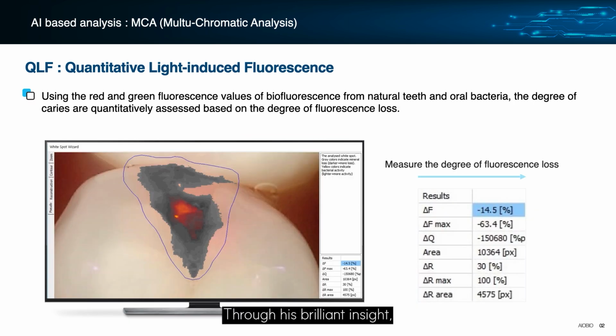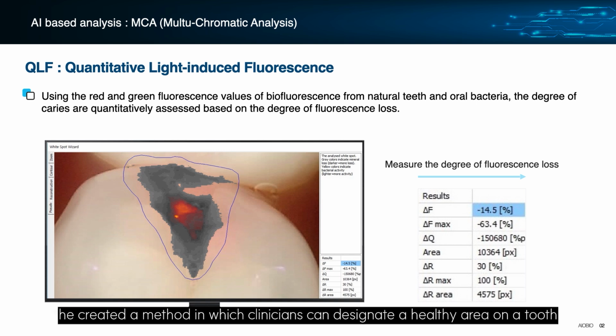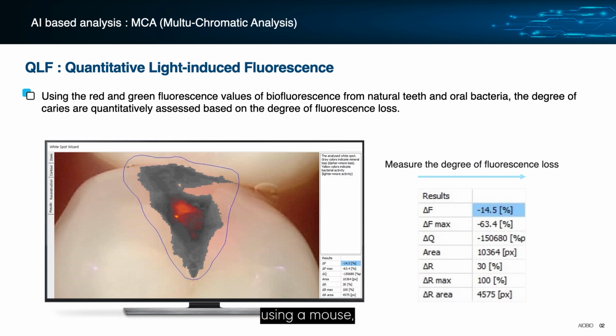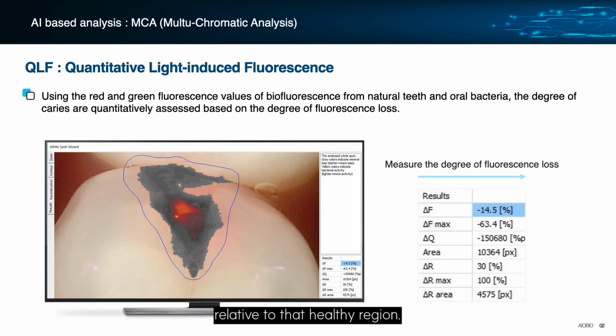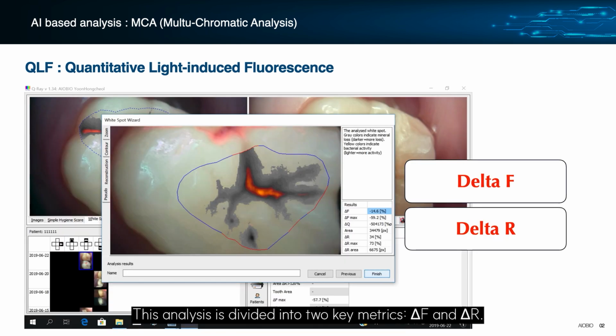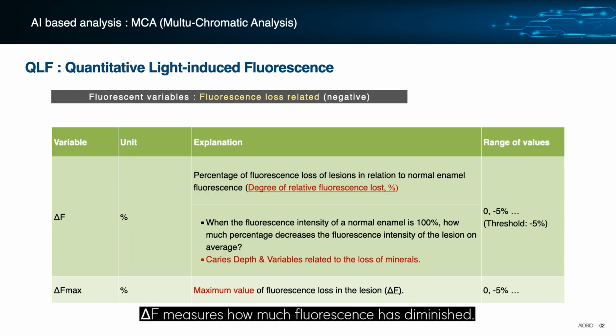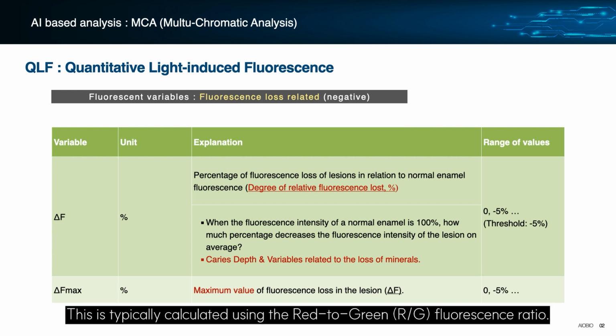Through his brilliant insight, he created a method in which clinicians can designate a healthy area on a tooth using a mouse, and the system then calculates how much fluorescence loss has occurred in other areas relative to that healthy region. This analysis is divided into two key metrics, delta F and delta R. Delta F measures how much fluorescence has diminished.